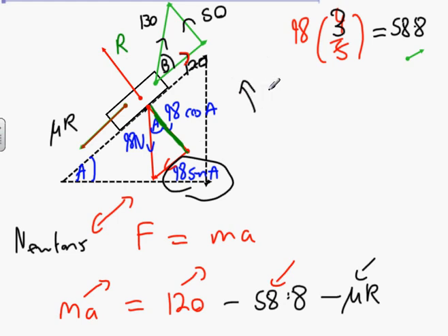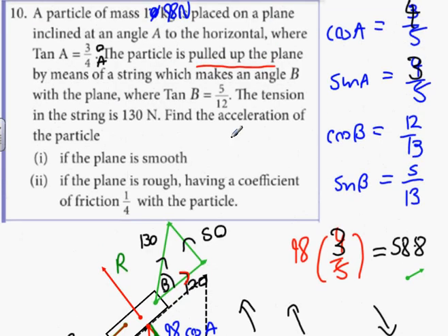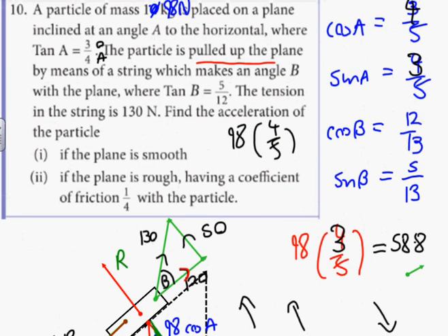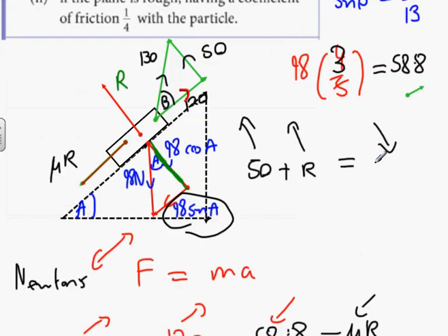What's going in this direction is the 50. Do you see the 50 from the string pulling it upwards? That's going upwards. What else is going upwards is your R value. It's going diagonal left up. And is there anything going diagonal right down? The 98 cos A. And 98 cos A is 98 multiplied by 4 over 5, which is 78.4.